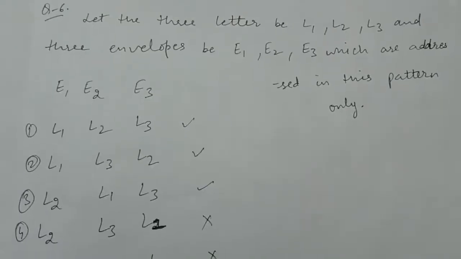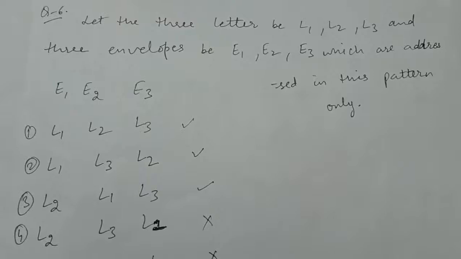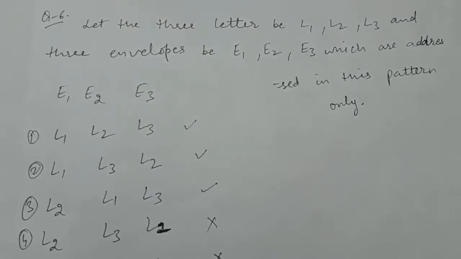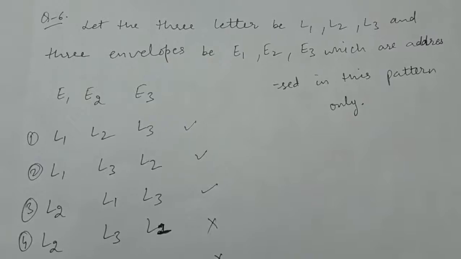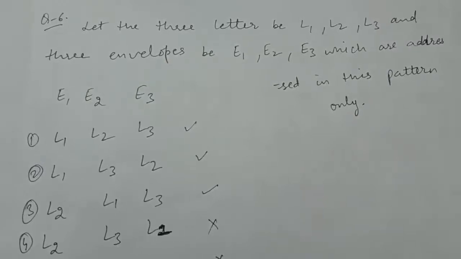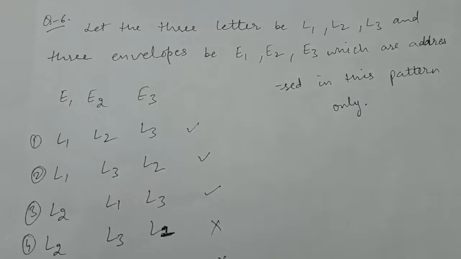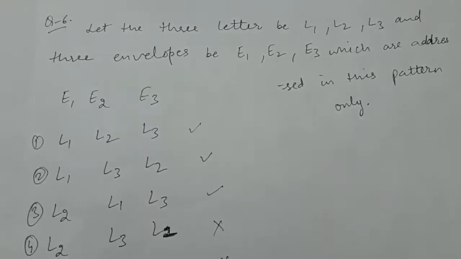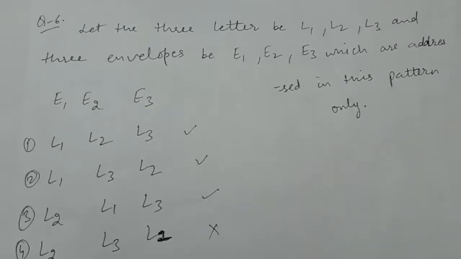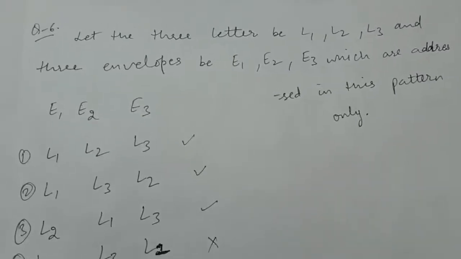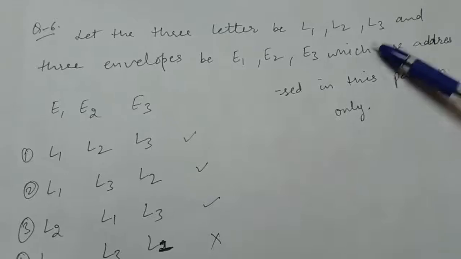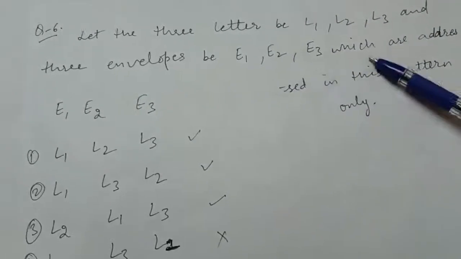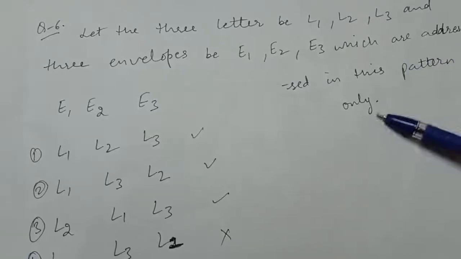Question number 6 is: 3 letters are dictated to 3 persons and an envelope is addressed to each of them. The letters are inserted into the envelopes at random so that each envelope contains exactly 1 letter. Find the probability that at least 1 letter is in its proper envelope. So first of all, let the 3 letters be L1, L2, L3 and the 3 envelopes be E1, E2, E3, which are addressed in this pattern only.